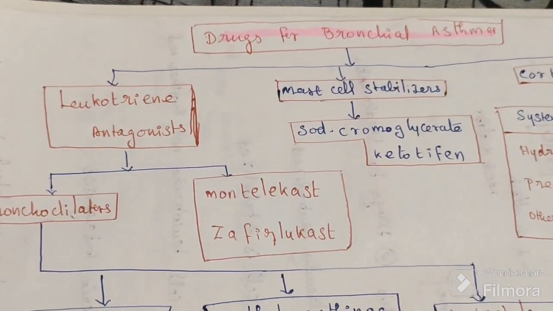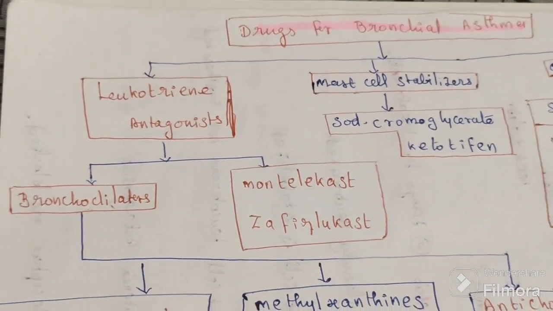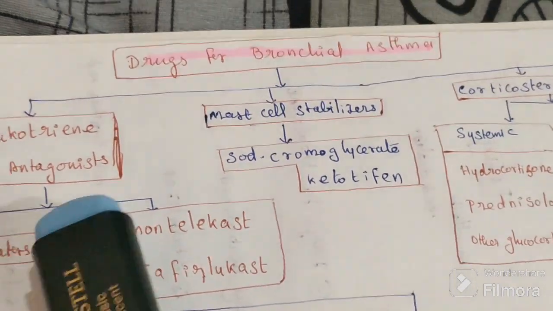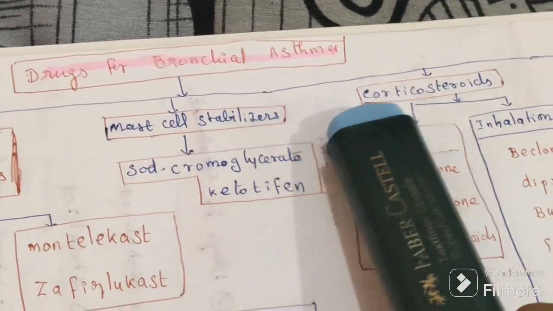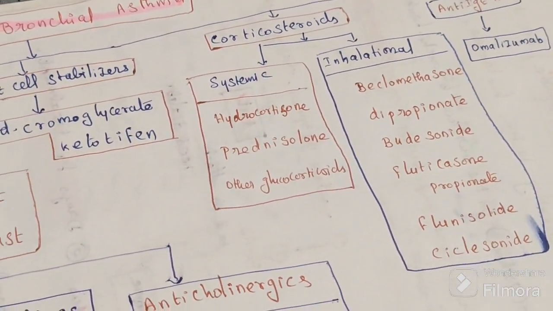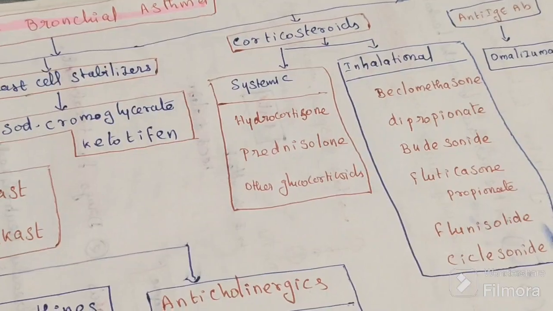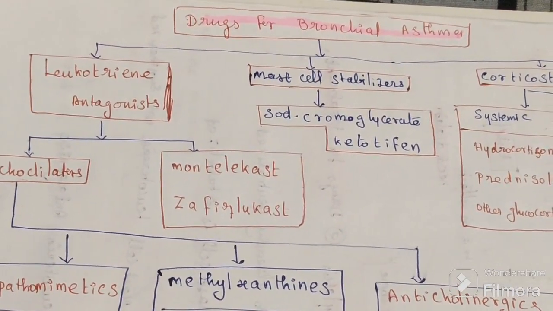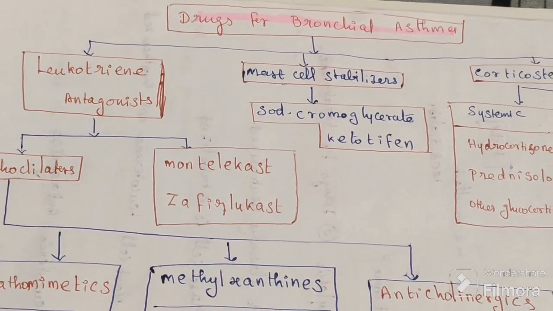This video is a continuation of asthma drugs. Bronchodilators are used for treatment. All the remaining drugs are used for prophylaxis, to prevent the second attack. So there are two types of patient, patient A and patient B.